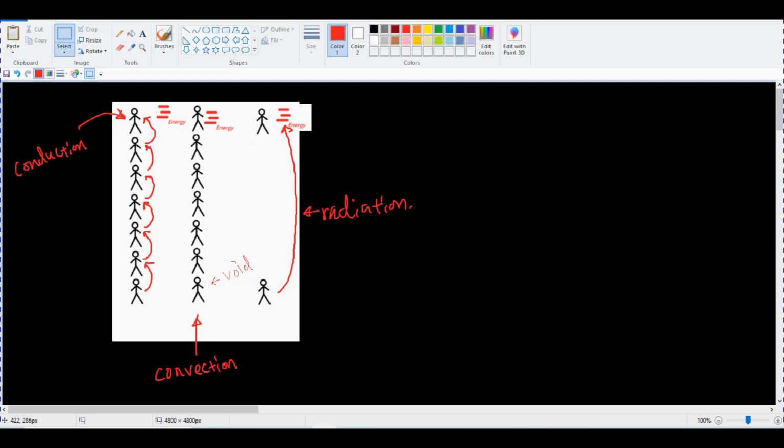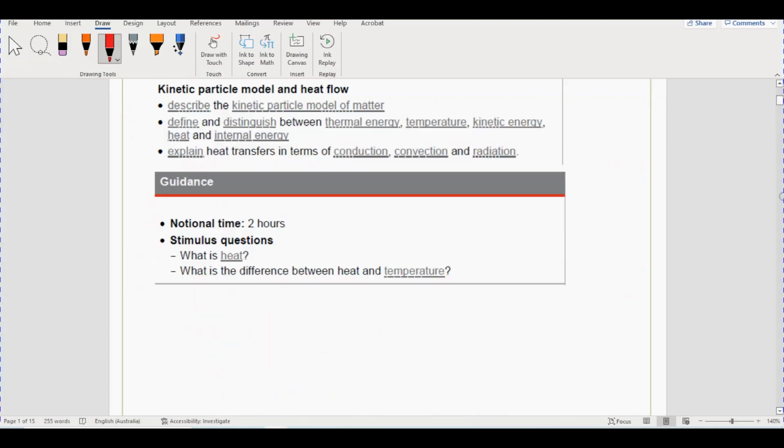So in the end, the energy actually goes from one end to the other. So that's convection. Remember, convection, unlike conduction, involves bulk movement. So everyone in the line needs to move.